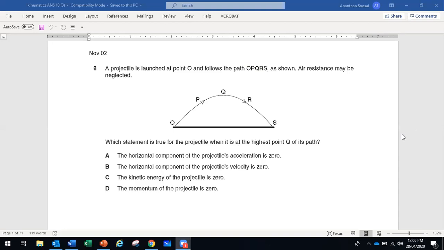A, the horizontal component of the projectile acceleration is 0. Yes, correct. A is definitely correct. A is talking about the ax. ax is always 0, no doubt about that. Whether there is air or no air resistance, ax is 0. So without air resistance, A is correct. B, the horizontal component of the projectile velocity is 0. This is talking about the ux, and also your vx. It's not 0. It should have a value. vx always has a value. If vx were 0, it wouldn't experience projectile movement.